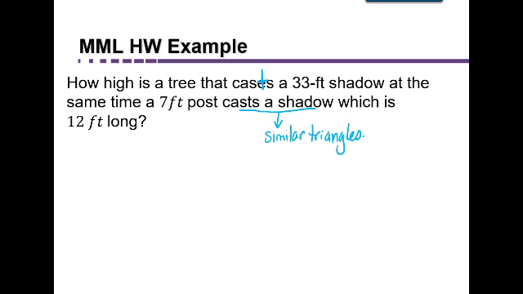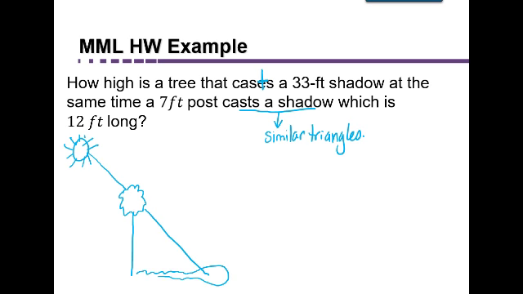So let me draw my little tree here. Here's my little tree. Okay, the sun is up here somewhere. And when it shines on the tree, it creates a shadow on the ground. Okay, so here's the shadow of the tree. And the length of that shadow is determined by the angle at which the sun is hitting the tree, right?